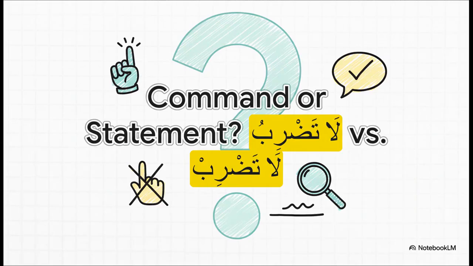So just take a look at these two phrases on the screen. I mean, they look almost identical, right? But one means you do not hit, and the other means do not hit. The only visible difference is that tiny little mark at the very end of the verb. So how on earth do we tell them apart? How do you know if you're reading a simple negation or a direct prohibition? Well, that's the puzzle we're going to solve today.